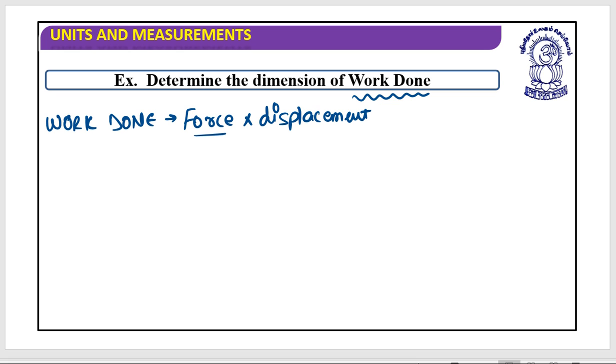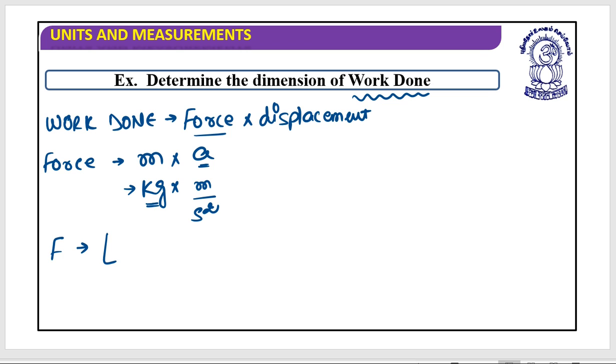So my requirement would be, first I need to find out the dimensions of force. How could I get it? I know force is equal to mass into acceleration. What is mass? It's kg. Acceleration we have used previously, so I know this is meter per second square. So for the force, kg to the power 1, m to the power 1. Meter comes in length, so it's L to the power 1. Second comes in time, so it's T to the power minus 2. Clear?